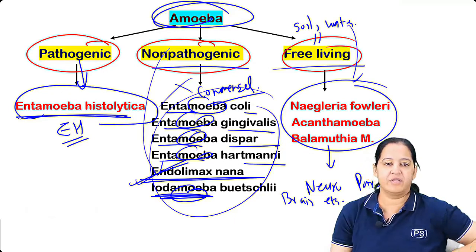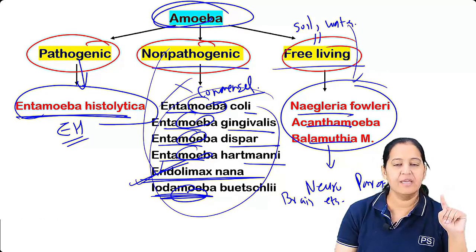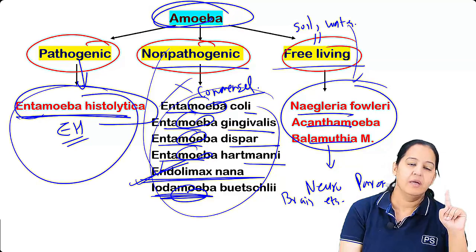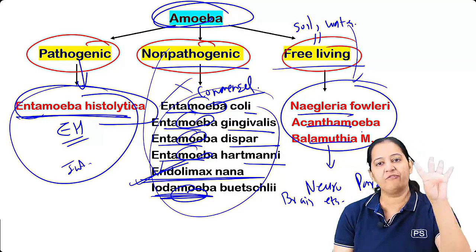So, very important, the three: Naegleria fowleri, Acanthamoeba, and Balamuthia. Can you see? The one is pathogenic. It causes a disease in the intestine. And three of them cause disease in the brain. So in total, four amoebas I will teach you.